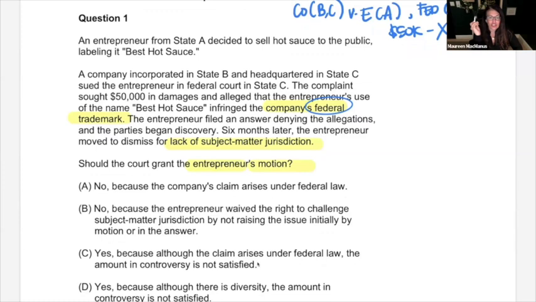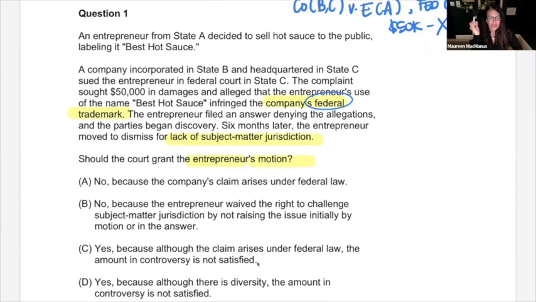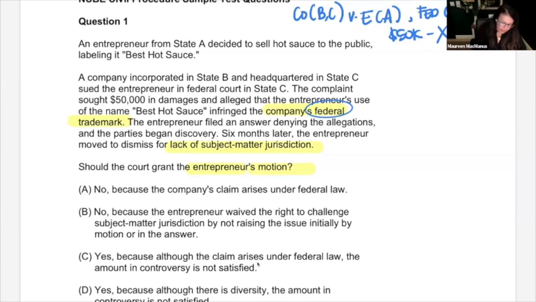So here it says, keep going. The entrepreneur filed an answer denying the allegations, and the parties began discovery. Six months later, the entrepreneur moved to dismiss for lack of SMJ. So a couple of things here in these last two sentences. The fact that it says the entrepreneur filed an answer denying the allegations, I'm like, did you need to file a Rule 12 motion? Did you waive something? We know that SMJ is not waivable. You can bring it for the first time on appeal at the US Supreme Court. Hopefully it doesn't ever get that far without recognizing that there's a lack of SMJ, but who knows? All right, so should the court grant the entrepreneur's motion? And they shouldn't here because there's a federal trademark, we have a federal question.